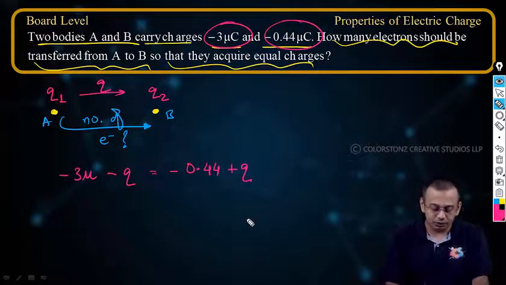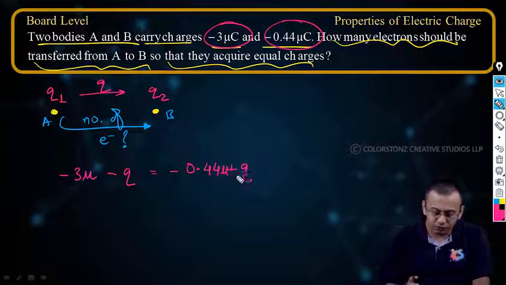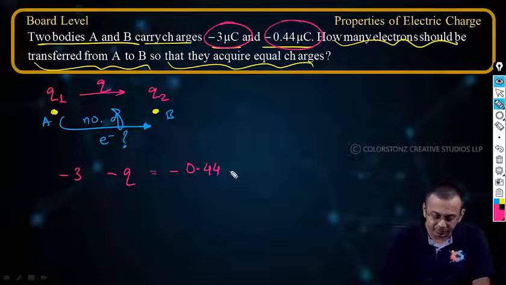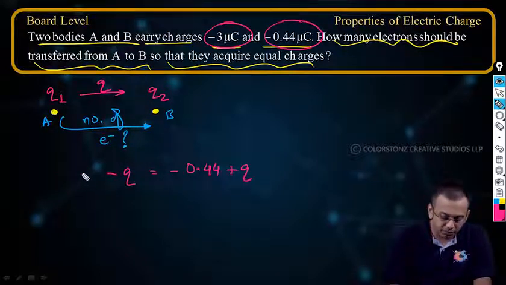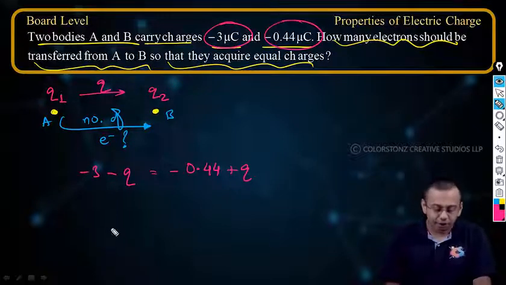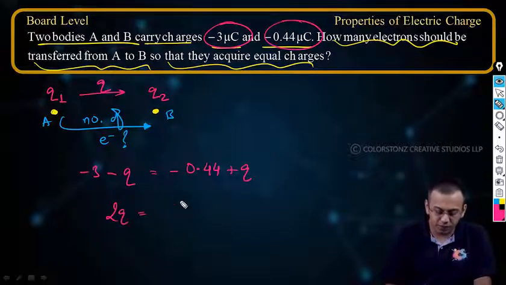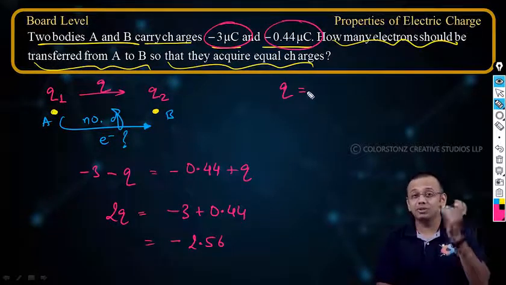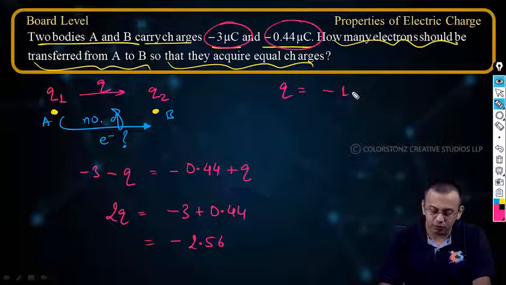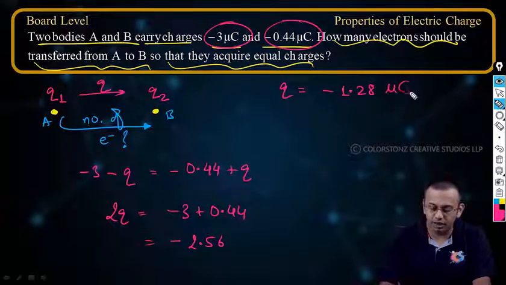From 3 mu, some charge q was removed. Or we can simply write it as 3. So this is removed from here and it is gained by the other one. Solve this simple equation, 2q is equal to minus 3 plus 0.44, and that is minus 2.56. Therefore, the charge which has to be moved comes out to be minus 1.28 microcoulomb.